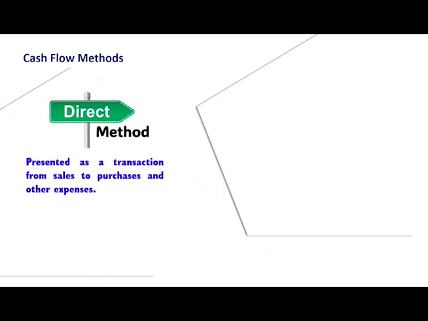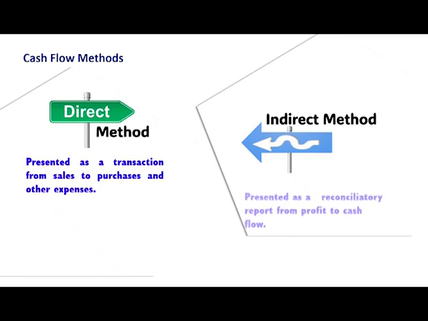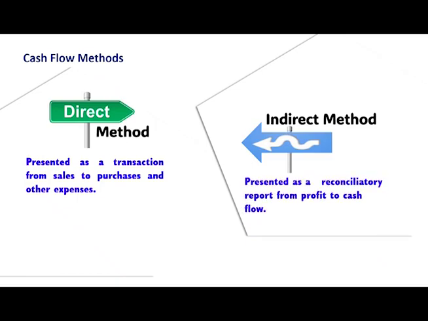Cash flow methods. There are two ways to prepare a cash flow presentation. This can be prepared, namely, 1. The direct method. The direct method is presented as a cash flow, highlighting the transactions from sales to purchases and other expenses. We then have the second one, the indirect method. The indirect method is presented as a reconciliatory report from profit to cash flow. Showing us a sample of the direct and the indirect cash flow statement will surely give us a clue as to what we are talking about.